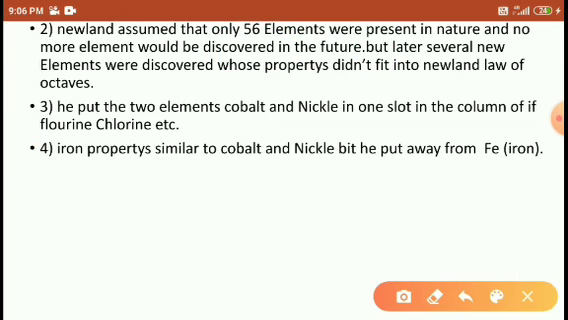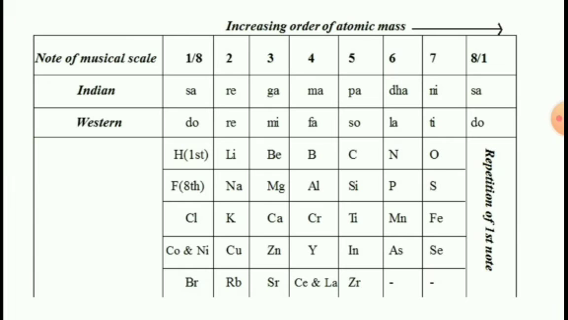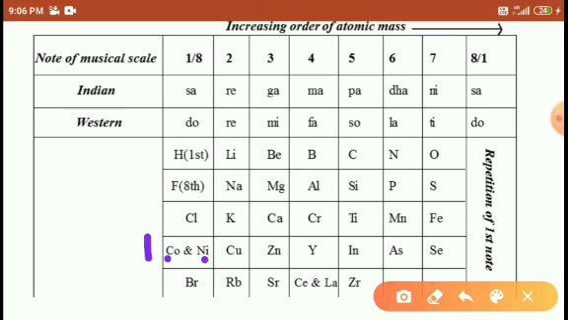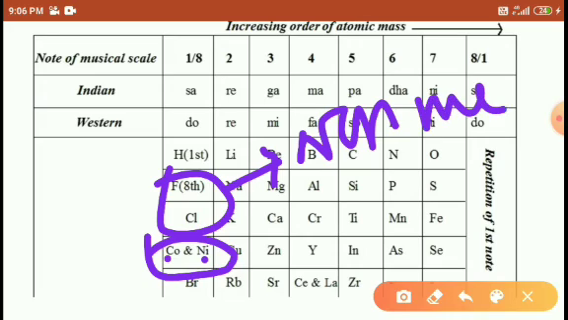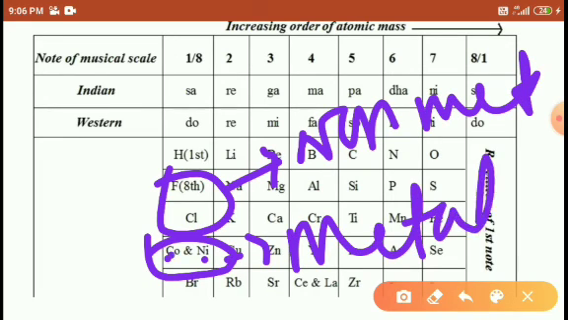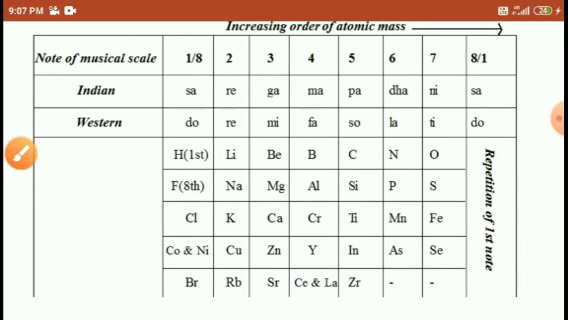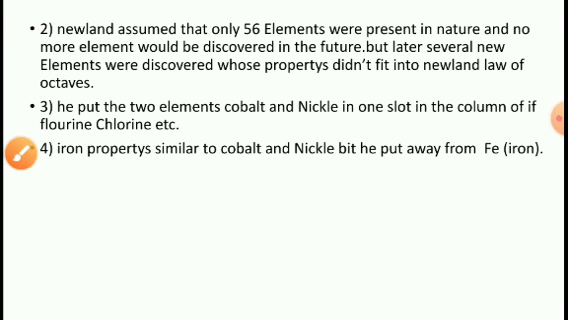And he put cobalt and nickel in the fluorine and chlorine positions. Look here, cobalt and nickel are metals, but fluorine and chlorine are non-metals. These are non-metals and these are metals. He could not explain why the metals cobalt and nickel were kept in the non-metal group, because their properties are also different. He could not explain that.